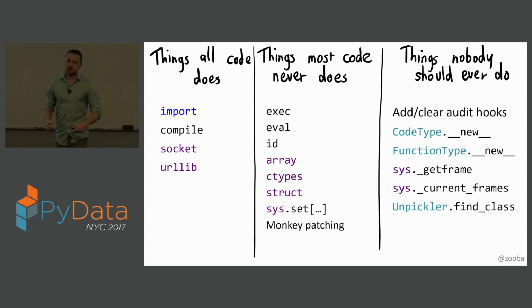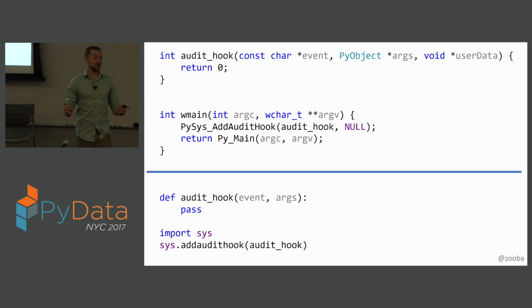Code type new, function type, this is directly instantiating a code object, which again, very useful if you want to exploit Python. Very, very, very rare in genuinely good code, and if it gets through a code review, then you've got a hard discussion to have with the code reviewer. Sys.getframe or current frames. Again, I'll take a stand on sys.getframe. Don't do that. But again, people do. And Unpickler.find_class. If you've ever been told don't use pickle because it's not safe, it's because of this function, you will now get called via a PEP 551 audit hook, so you can do whatever you want. You can raise a big red flag, or you can just crash.